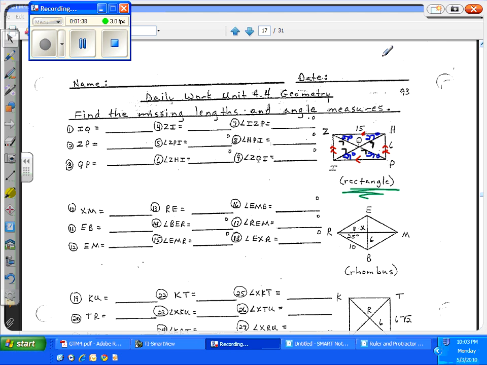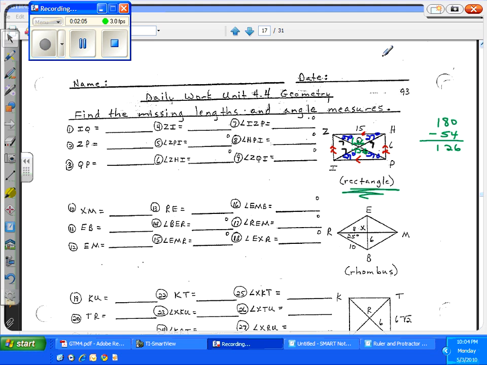We know that the sum of the angles of a triangle is 180 degrees. So if we add up those two 27s, we'll get 54. If you subtract that from 180, you'll get 126. And so this obtuse angle right here is 126. And the one across from it, which is vertical to it, is 126.